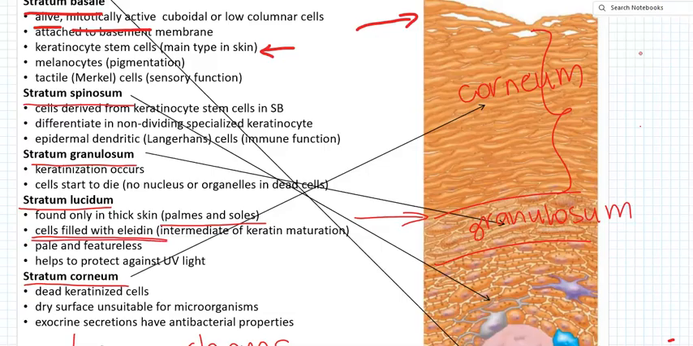This protein, eleidin, adds extra protection against the UV light, which makes sense. Even when we were Australopithecus africanus, 2 million years ago, whatever, we were pretty hairy, but palms and soles were not, and they were more exposed to the UV light. Any questions right now? So understand the function of the cells as well. Understand the function: Langerhans cell, melanocyte, and the Merkel cell.